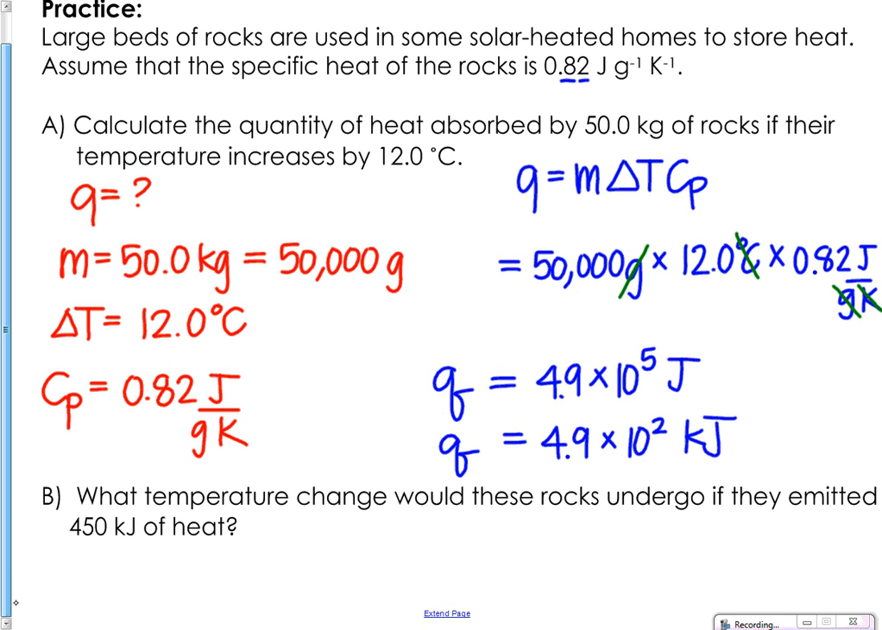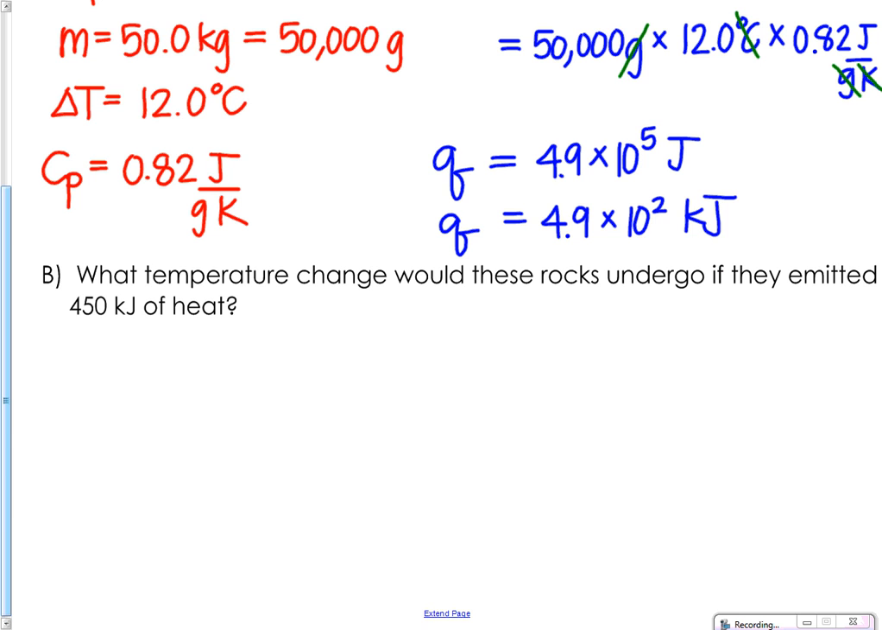Now in part B, which is your learning check that I'd like you to complete in Moodle, I'm going to ask you to find the temperature change that the rocks would undergo if they emitted 450 kilojoules of heat. And I want you to think about what should the signs be of that Q and therefore of the delta T. What should the signs be if heat is emitted? And if you don't know what emitted means, you should look it up. All right, good luck.